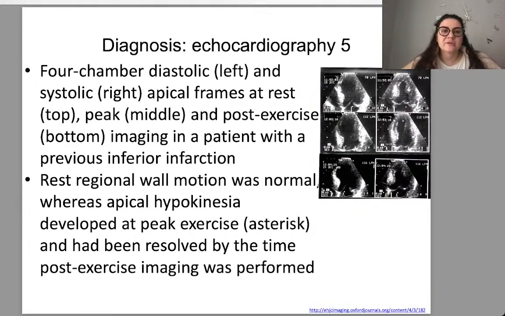Here you see pictures with a 4-chamber view, diastolic at the left and systolic at the right. Apical frames at rest in the top panels, peak in the middle panels, and post-exercise in the bottom panels. Images of a patient with previous inferior infarction. Rest regional wall motion was normal, whereas apical hypokinesia developed at peak exercise, like the asterisk, and had resolved by the time post-exercise imaging was performed.